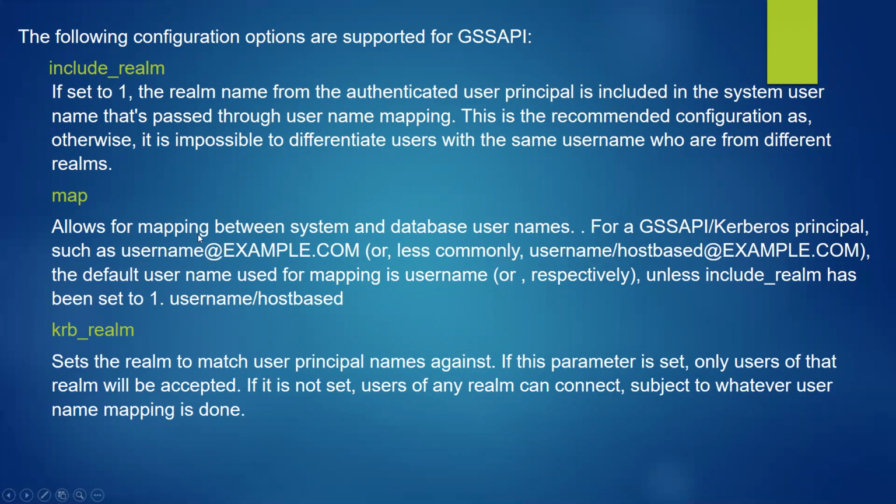But for this demo, we're not going to do the mapping. We're just going to show you how we can use include_realm, and we're going to use krb_realm. This sets the realm to match user principal names against. So let's say we're using a particular realm called Hub2. It will mean that all users that belong to this particular realm should be allowed to connect, so we can specify that particular realm. We're going to see that in action, which will really make some sense.